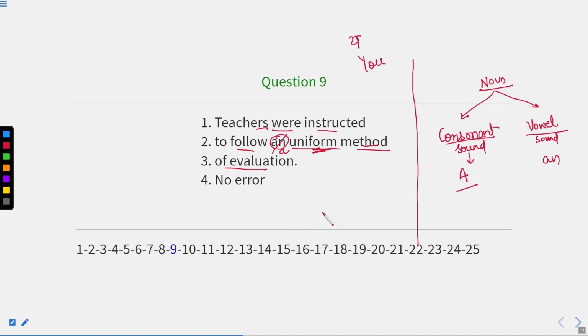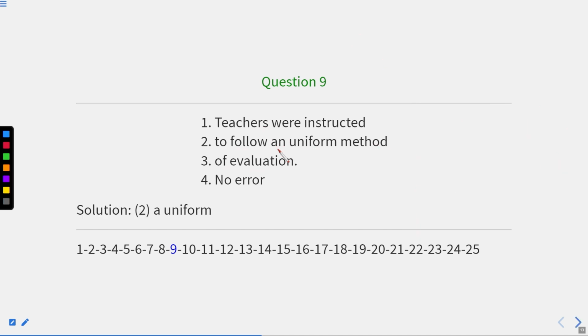But if there is a word "umbrella", obviously that vowel sound will come, so we use "an umbrella". But if we talk about "uniform", when we pronounce this word, it sounds like it is beginning with "y". That is why we use "a" before it, not "an". I hope you have understood this concept. So the error will be in part second, that is, "a uniform" should come in place of "an uniform". I hope you have got this concept. Now let us move to the next one.